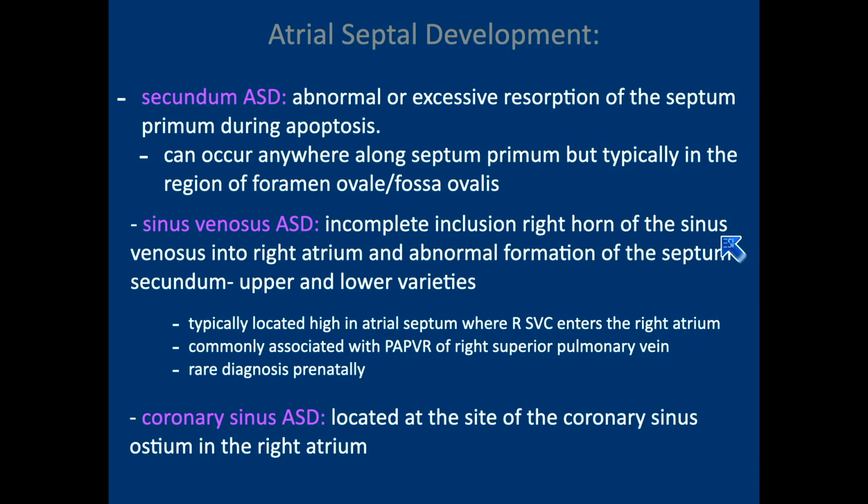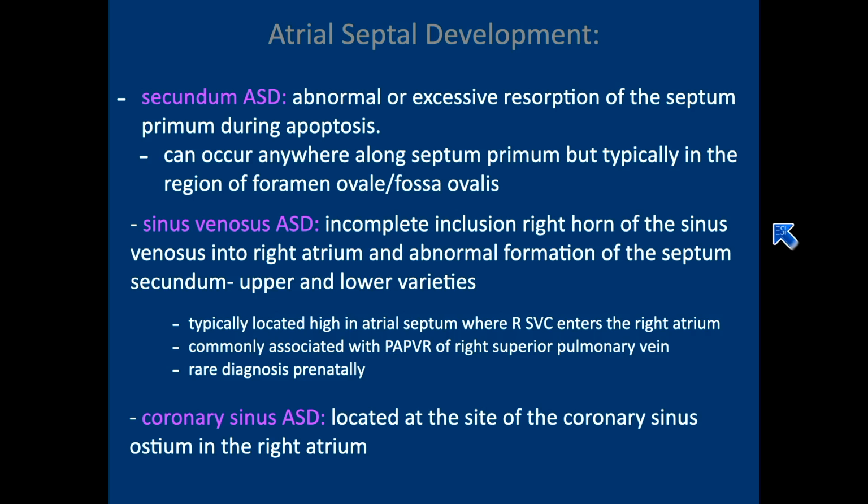So how are these formed? The secundum ASD, which is the most common one you're going to see, is really excessive resorption of the septum primum during apoptosis. So those holes that formed created an excessively large hole, and the defect can occur anywhere along the septum primum, but typically adjacent to or in the region of the foramen ovale.